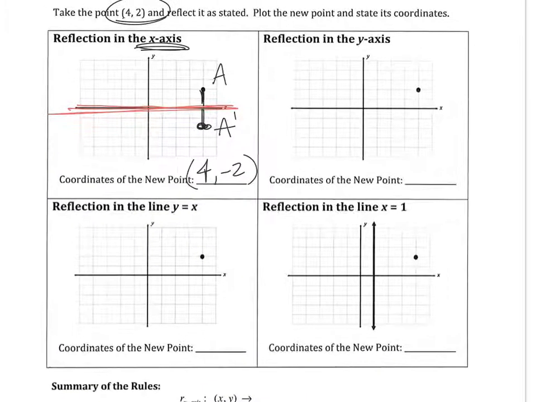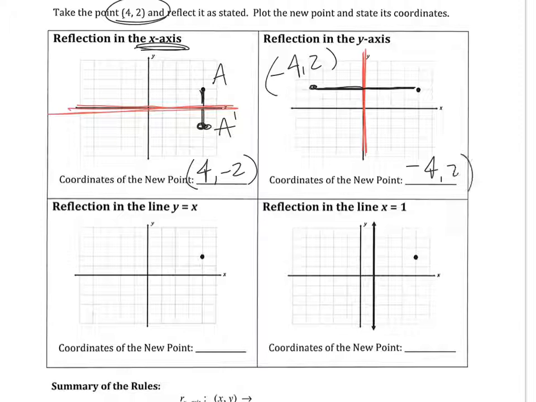And the next one, if I am reflecting over the y-axis, let's remember that this is the y-axis, and if I was to reflect that over the y-axis, I would count 4 boxes to the left, and then I would continue 4 more boxes to the left, and my new coordinate in this case would be (-4, 2). Think about that for a second. The rule there would be to negate the x.